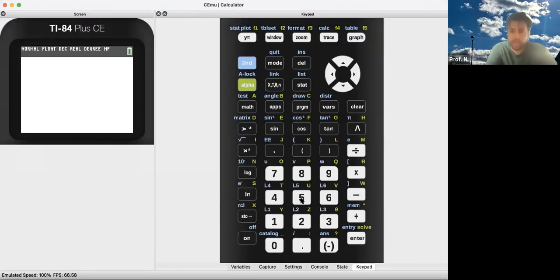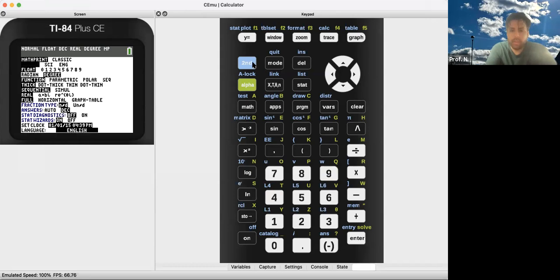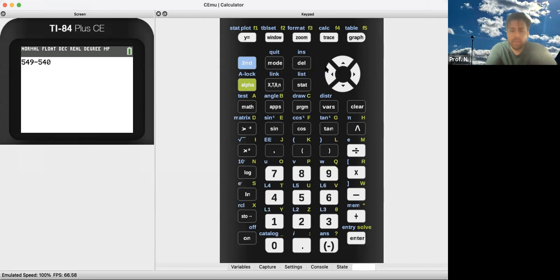Let me share my screen with my calculator. So I put 549 minus 540. And then I just want to make sure I'm in degree. I am in degree mode. So 549 minus 540 cosine of 108 degrees. And then when I press enter, I get 715. So X squared equals 715.869177.